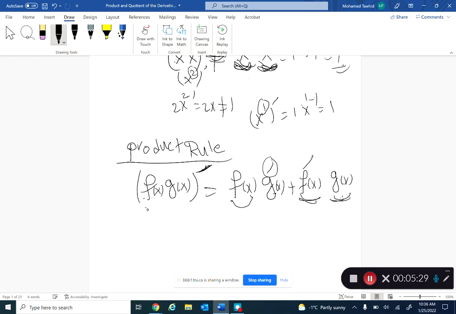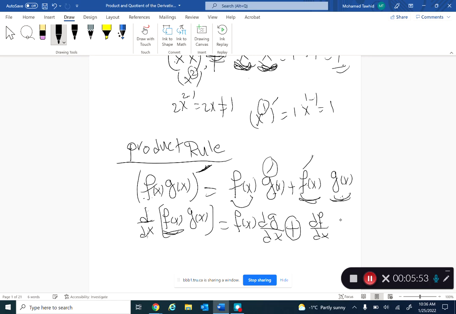You could write it like this, or you can write it as the derivative d by dx, with respect to x, of f of x multiplied by g of x. I need to take the derivative of that. It will be f of x. I fix the first one and take the derivative of the second one, plus, in the middle, you take the derivative of the first one multiplied by the second one. So I leave the function as it is and take the derivative of the second, and then take the derivative of the first and multiply by the second. That is called the product rule.